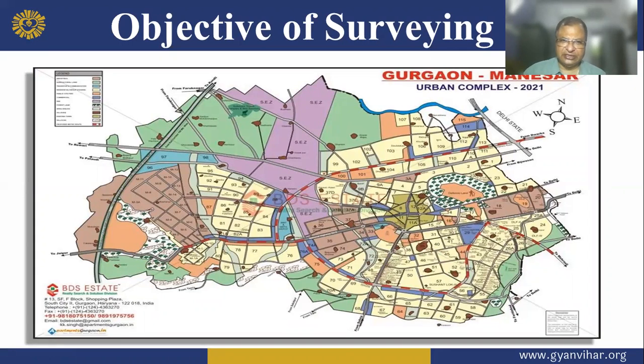Now it is a map I am showing to you, my dear boy. This is the Gurgaon Manesar. How you will construct a road map and how you will develop a colony. This is a simple idea for you.